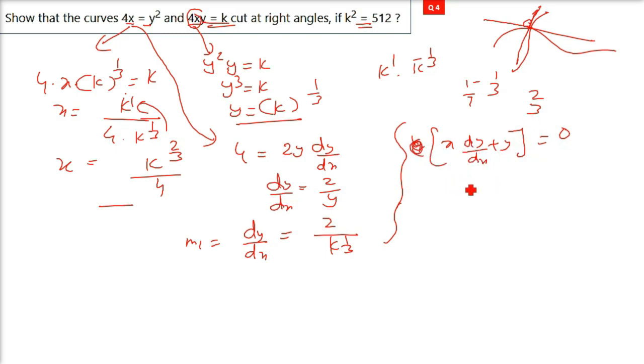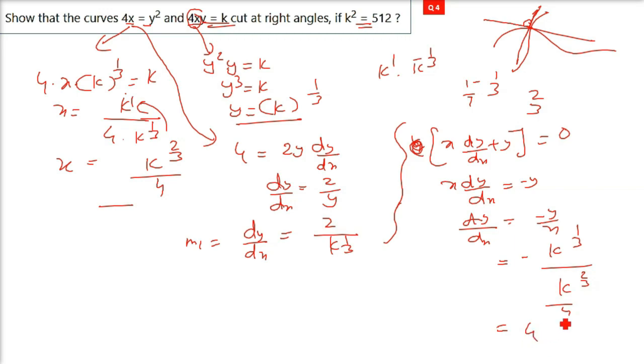So this is x dy by dx equals negative y. dy by dx is equal to negative y by x. What is y? k raised 1 by 3. What is x? It's k raised 2 by 3 divided by 4. So k raised 2 by 3 will go up. It is negative 2 by 3, 1 by 3 minus 2 by 3, it is minus 1 by 3. So it is minus 4. Remember, minus 4, k raised 1 by 3.